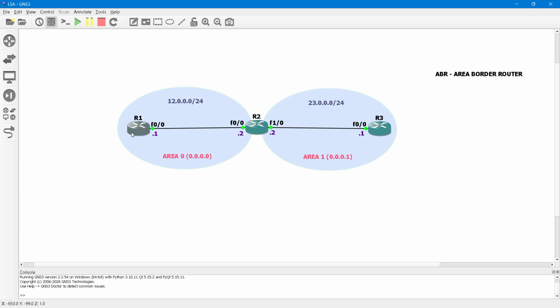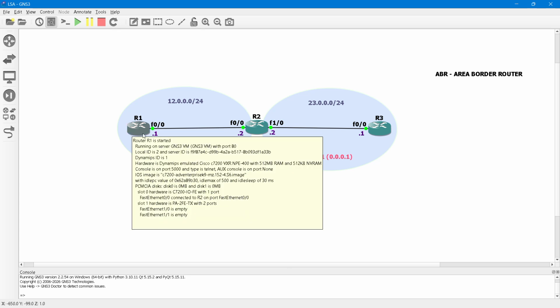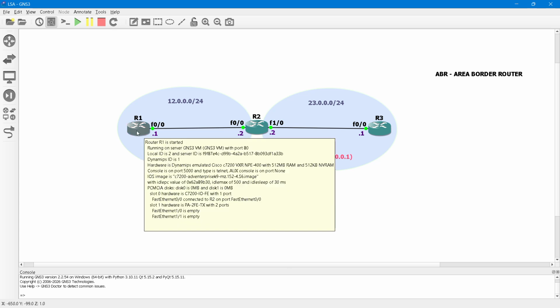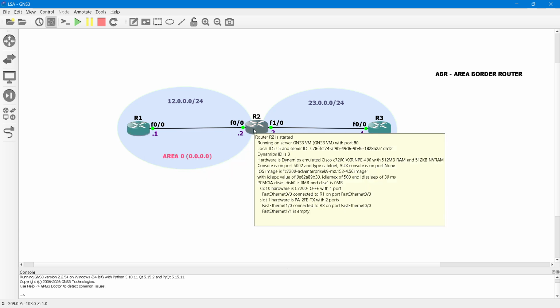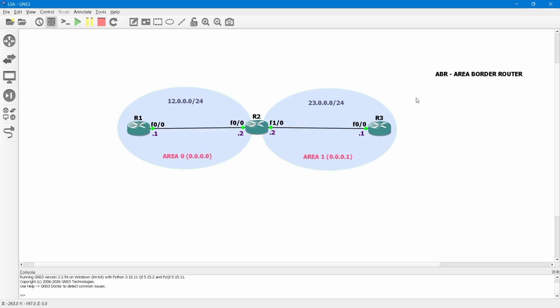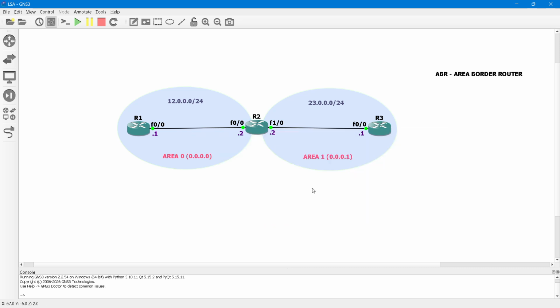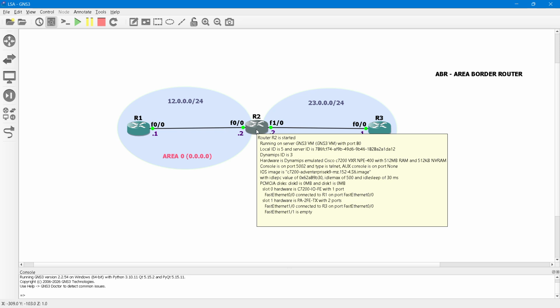When R1 generates an LSA, it will be only in this Area 0. So in the database, only R1 will have its own LSA and R2 will have R1's LSA, but not R3. Similarly, when R3 generates an LSA, only R3 and R2 are going to have that LSA in their LSDB, but not R1. Now the question is, when R2 generates an LSA, who's going to receive it and who's not?